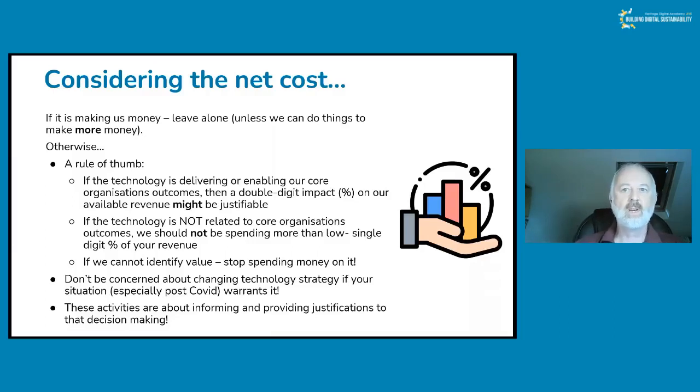But otherwise, if it's a cost, as a rule of thumb, if the technology is delivering or enabling your core organization outcomes, then a double-digit impact on your revenue might be justifiable. So if you're spending 10%, 12, 15, even 20% of your costs on that technology, if it's really delivering your core outcomes, then it might be justifiable. If your technology is not related to core organization outcomes, then you should not be spending more than low or single-digit percentages of your revenue. And if you can't identify the value, then basically stop spending money on it.